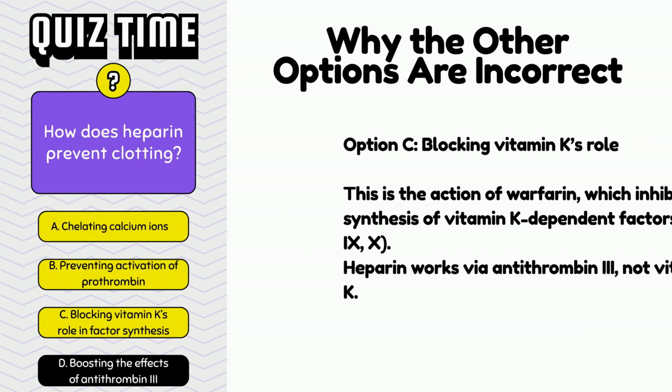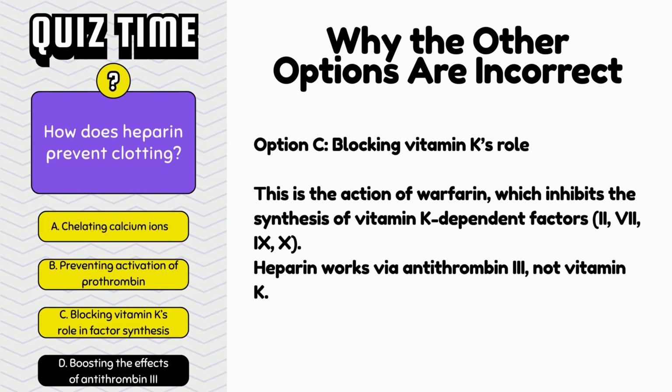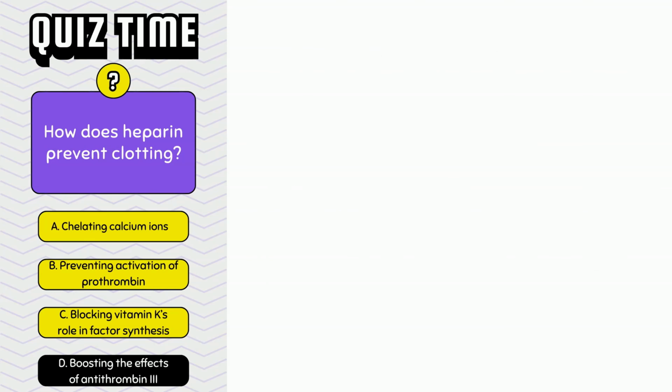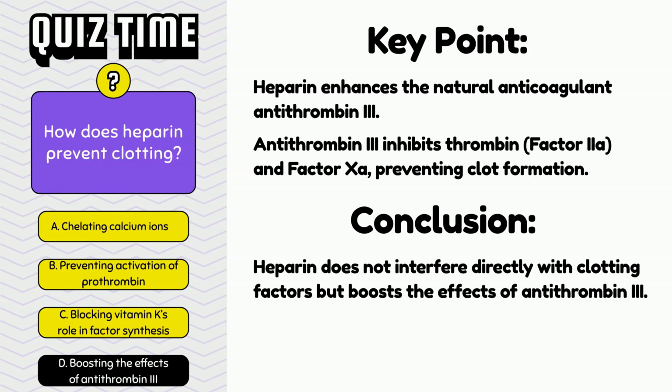C. Antagonizing vitamin K's role in factor synthesis. This mechanism is the action of warfarin, not heparin. Warfarin works by inhibiting the vitamin K-dependent synthesis of clotting factors in the liver, whereas heparin acts via antithrombin III. Summary. Heparin works by enhancing the activity of antithrombin III, which inhibits thrombin and factor Xa, thereby preventing clot formation. This makes option D the correct answer.